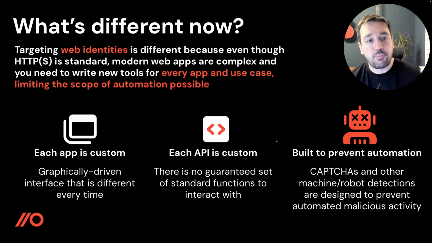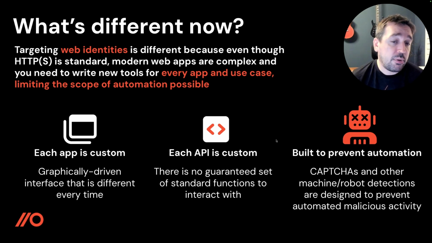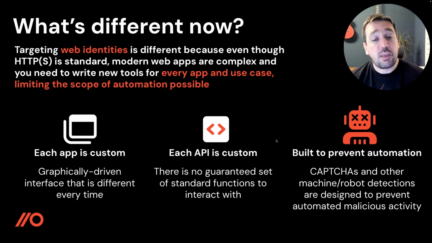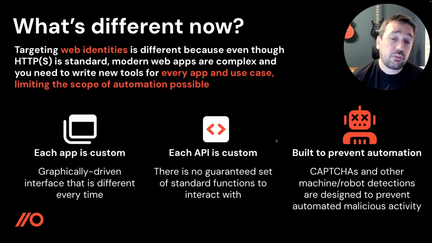It's different every time. If they have an API, which they don't always, it might be based on, say, REST or SOAP or something. But beyond that, there's no guaranteed set of functions to interact with. Everyone can be different. And we've also explicitly tried to prevent automation to prevent different abusive cases of automation. We've got things like CAPTCHAs and other types of robot detection.